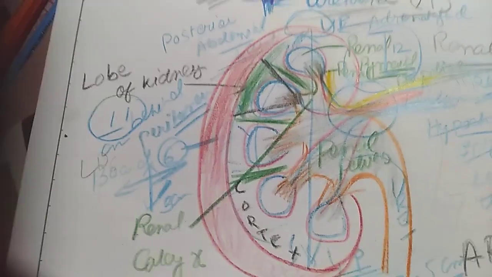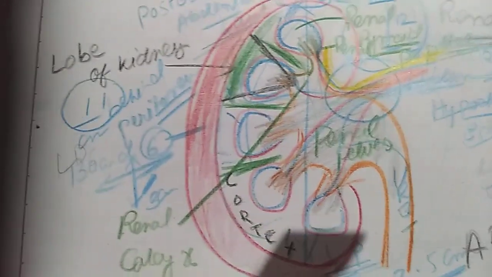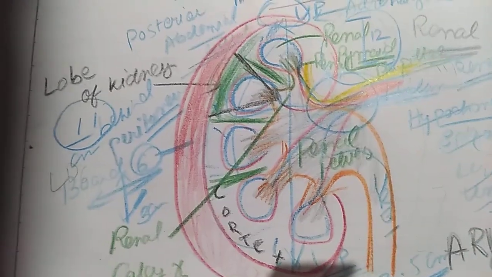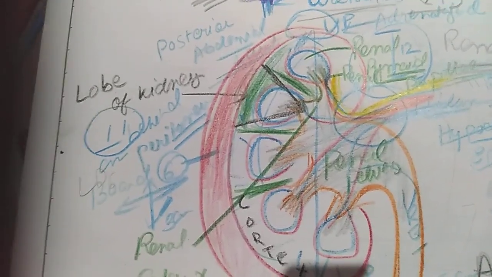So the waste product is created, and then it helps to reabsorb the excess water. It helps to maintain electrolytic balance. It helps in formation of RBC, erythropoiesis. It helps to secrete hormone renin. So these are the functions of the kidneys.